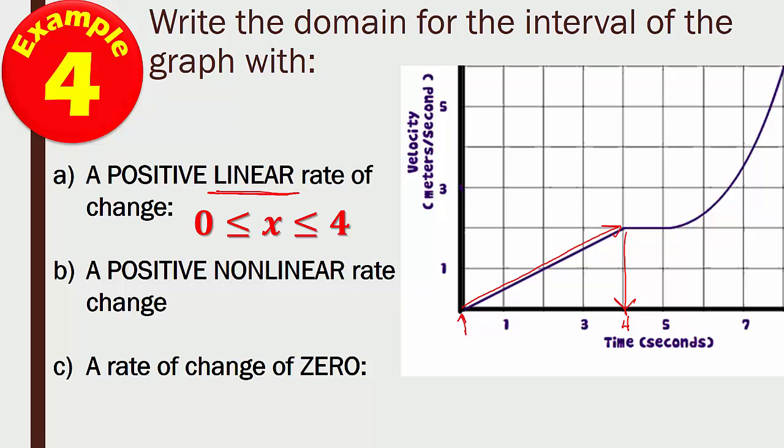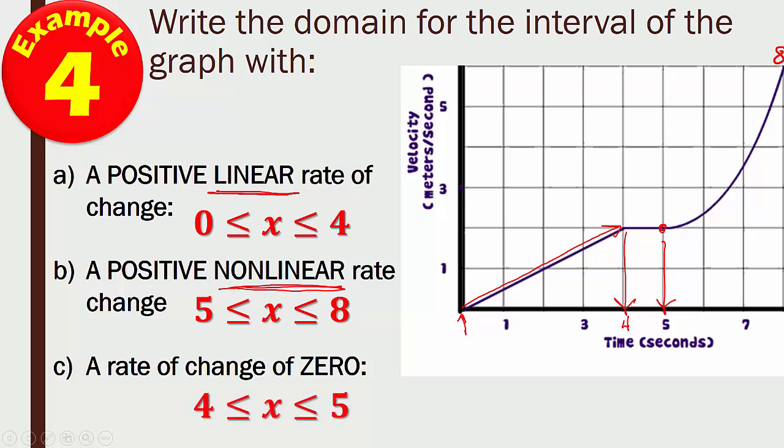Next, a positive nonlinear rate of change, so we're looking for something that's not a line now, and that starts right here, and it continues on to 8, which is right there. So x is greater than or equal to 5, but less than or equal to 8. And then finally, a rate of change of 0, meaning the line is straight, like that. And that is when x is greater than or equal to 4 and less than or equal to 5.